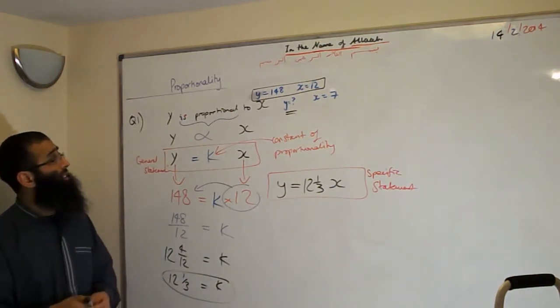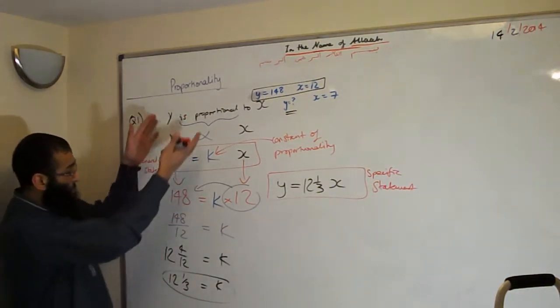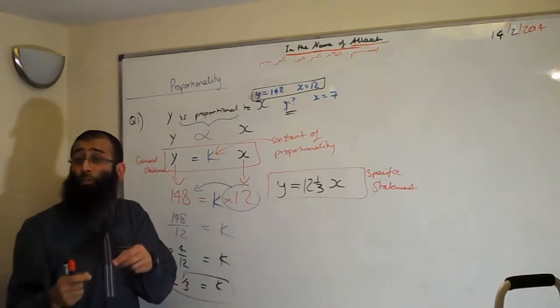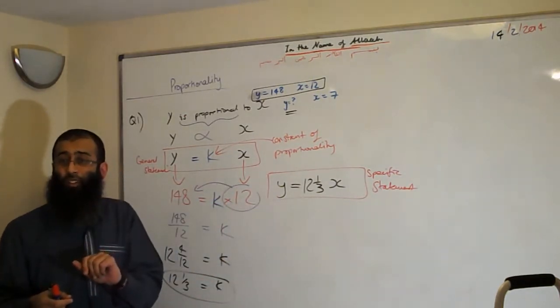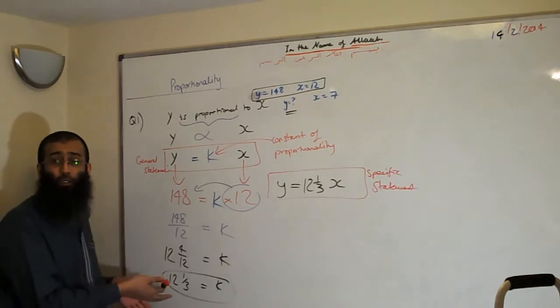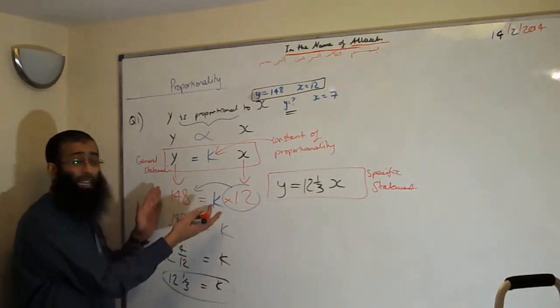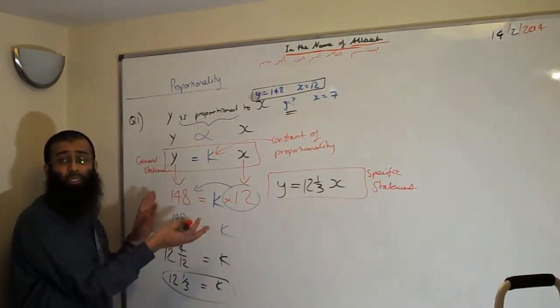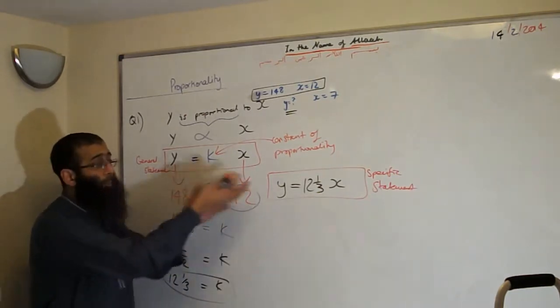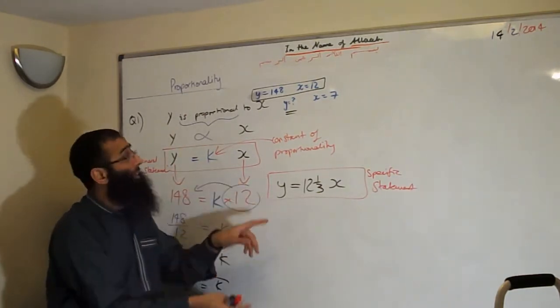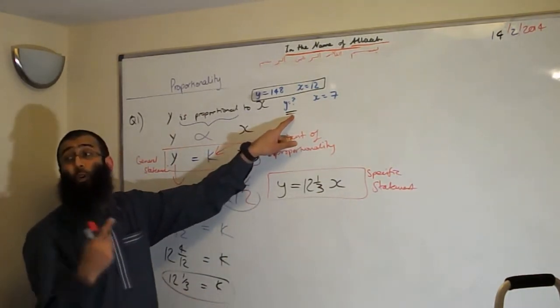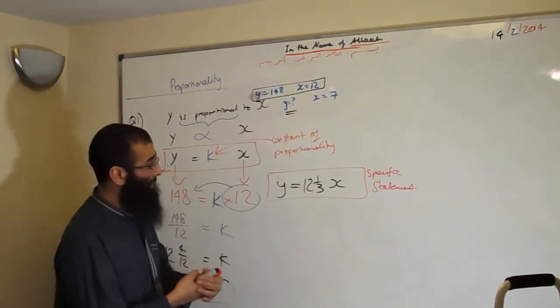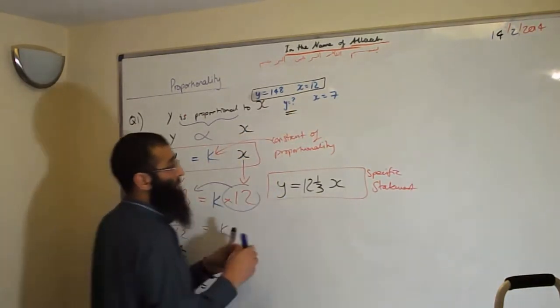So let's have a go at the question now. After doing all this work here, we are now in the situation we can do the question. We couldn't do the question first, we had to work out the k value. So we had to set up the statement, the equation, rearrange it, work out k, put it back in, get the specific statement, and now we can work out. The question goes, what is y when x is 7? So let's try that then.